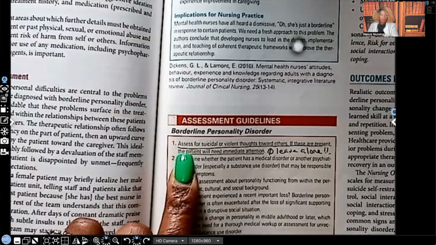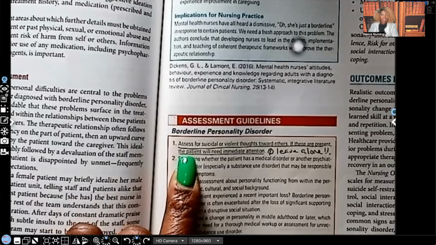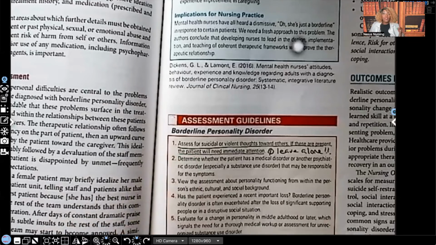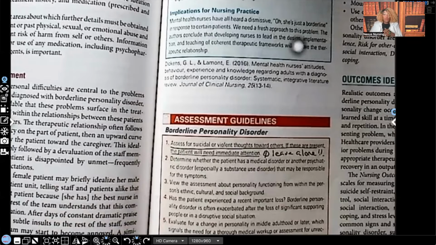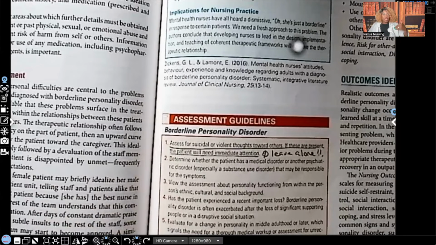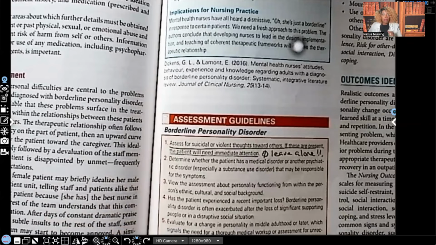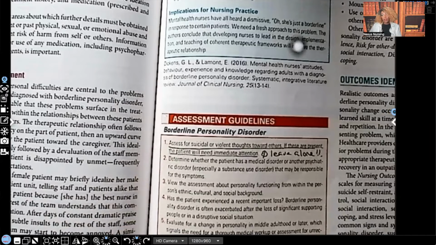One, assess for suicidal or violent thoughts towards others. If these are present, the patient will need immediate attention. Do not leave them alone. They need one-on-one. So the first thing you are going to do, remember the nursing process, guys: assessment, diagnosis, planning, intervention, evaluation. First is assessment. You need to ask them directly, are you having any thoughts of harming yourself or anyone else?